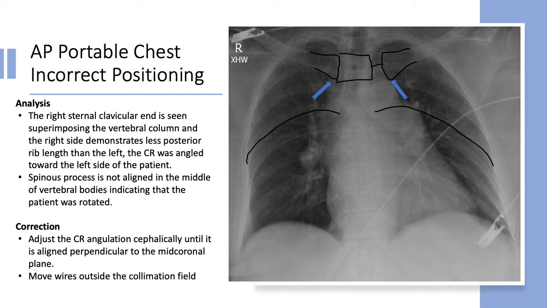The central ray was angled toward the left side of the patient. The spinous process is also not aligned right down the middle of the vertebral bodies, indicating that the patient was rotated. So to correct this, we would adjust the central ray angulation cephalically until it is aligned perpendicular to the midcoronal plane.